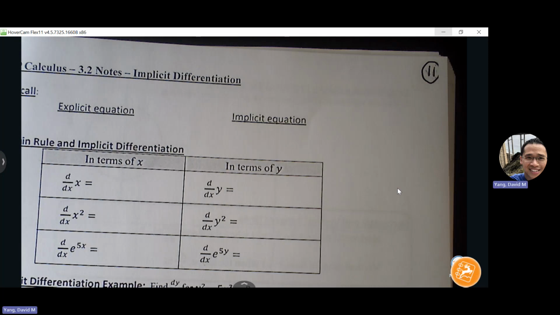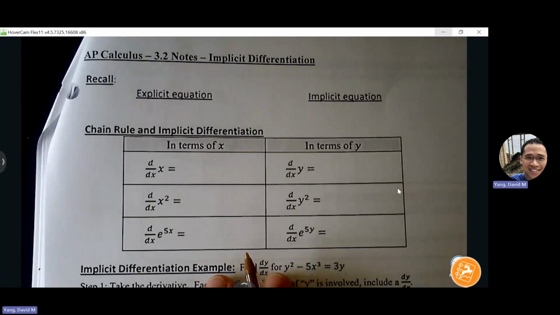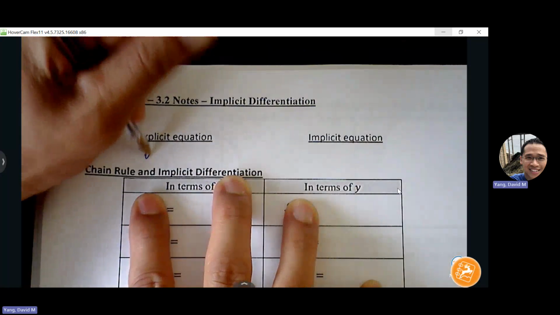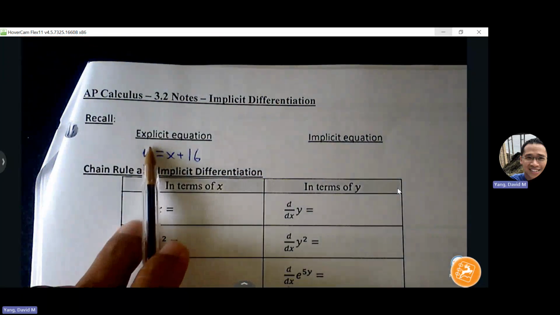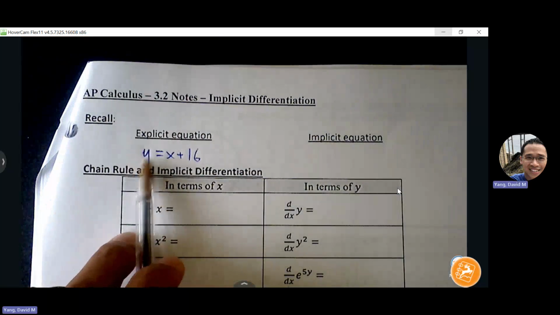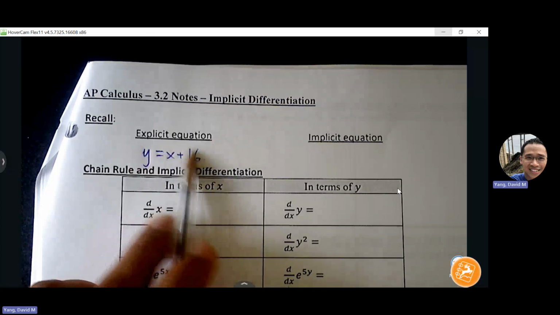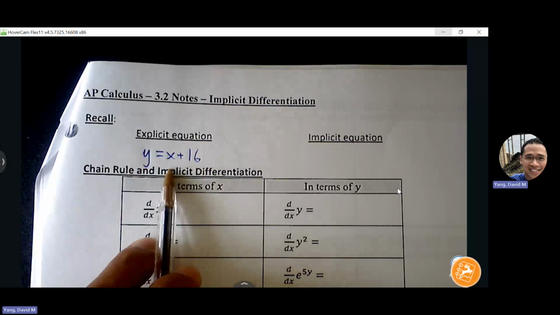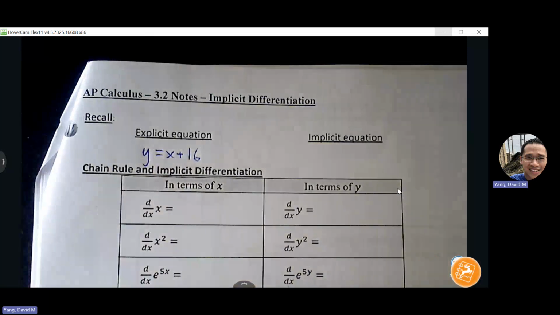Now implicit differentiation involves equations where your y variable is not defined by itself. So here is an example of an explicit equation, such as y is equal to x plus 16. This is explicit because we have the dependent variable by itself, and then our independent variable away from the dependent. So there's only one y variable, and that y is by itself. And typically with an explicit equation, we're dealing with a nice function. So for any x value, we're only getting one y value.